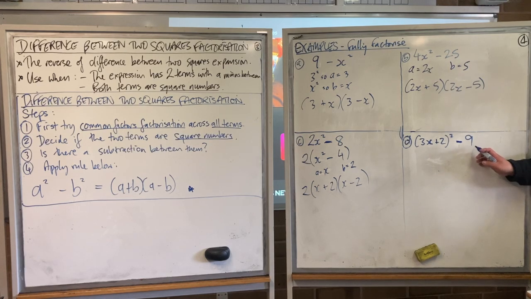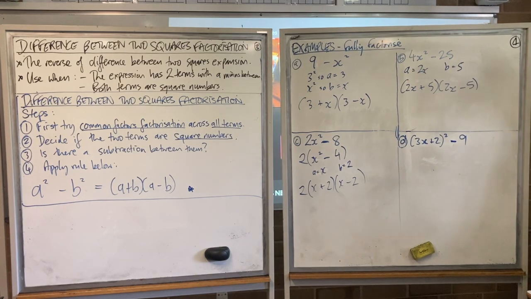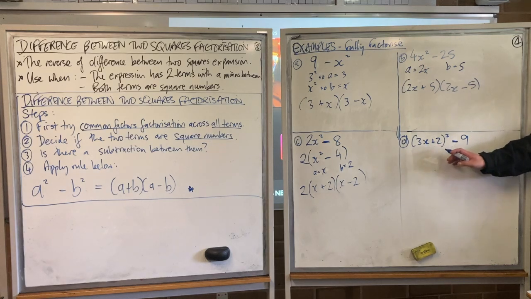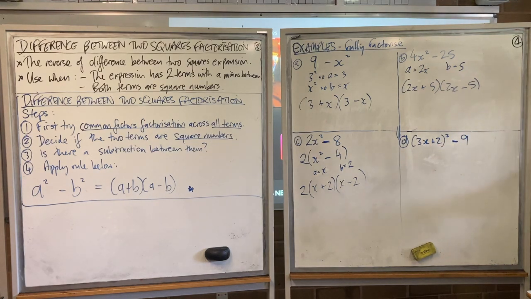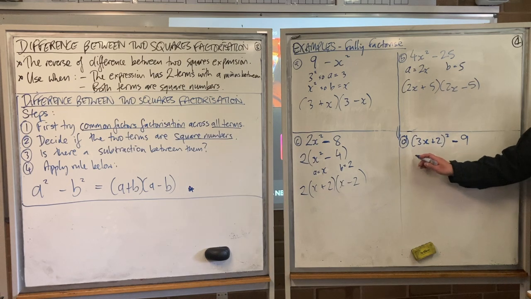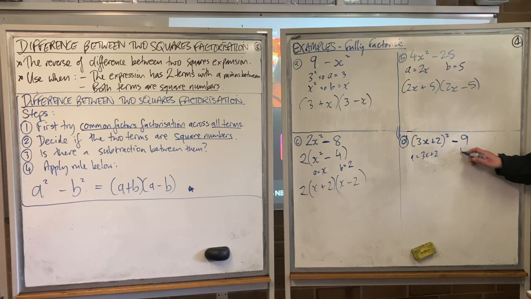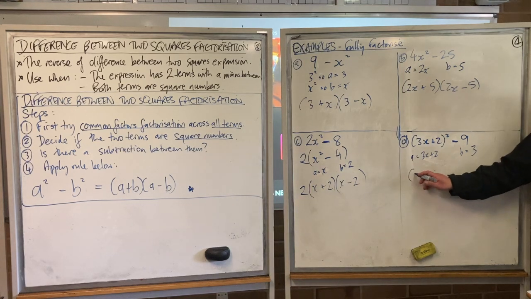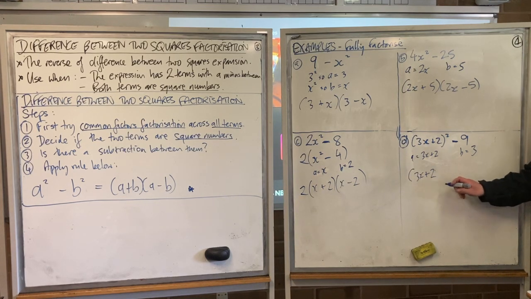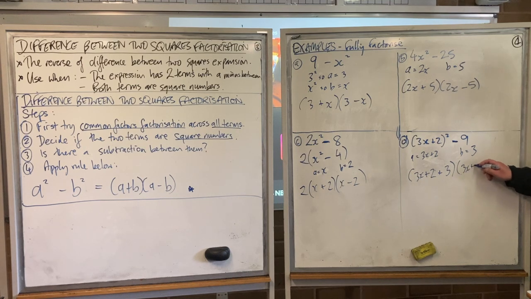Is 9 a square number? Yes. So what did I square? What did I times by itself to get 3x plus 2 squared? 3x plus 2. So your A is 3x plus 2. Your B, what did you times by itself to get 9? 3. So your A is 3x plus 2. And in the first set of brackets you do add, so plus B, which is 3. Then the second set of brackets you go 3x plus 2, but take 3.